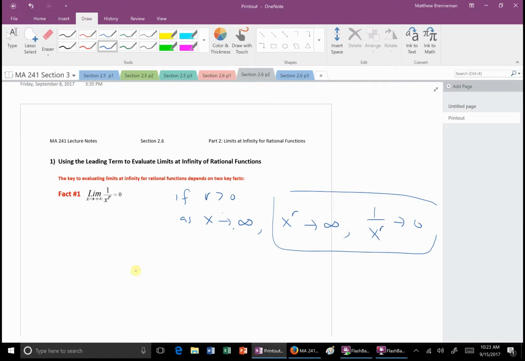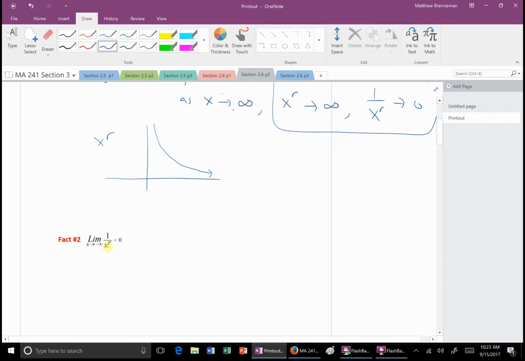And the plot is that this is what's going on. If I look at 1 over x to the R, it's going down like this, okay? Something like that. Let me change this. Let me make this x to the R instead of 1 over x to the R. This is infinity if R is greater than 0.